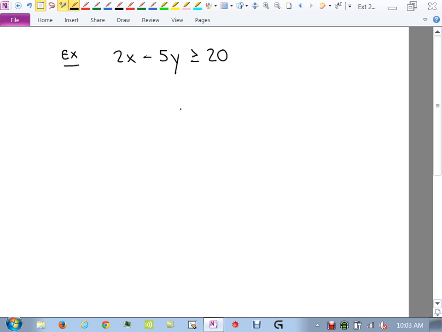Can anybody right now give me an x and a y that make this true? Any x, any y that makes this statement true? How about if x is 10 and y is 0? Does that work? What if x is 10? What do you get? 20. What if y is 0? 0. Is 20 greater than or equal to 20? Yes, so that would work. Agreed?